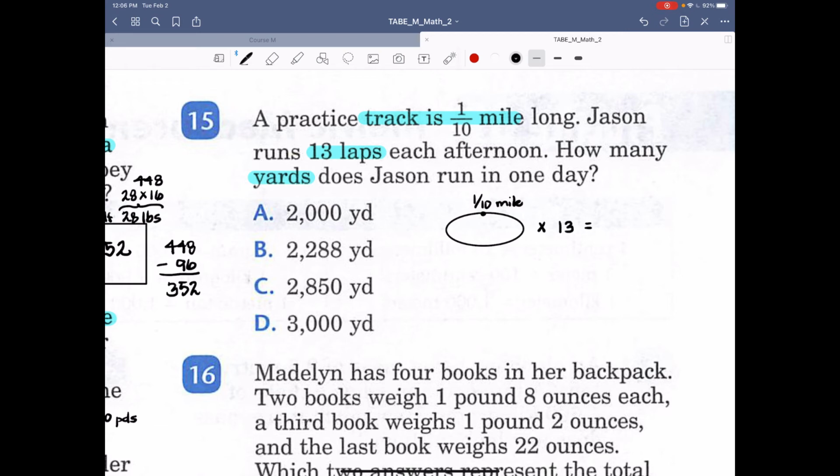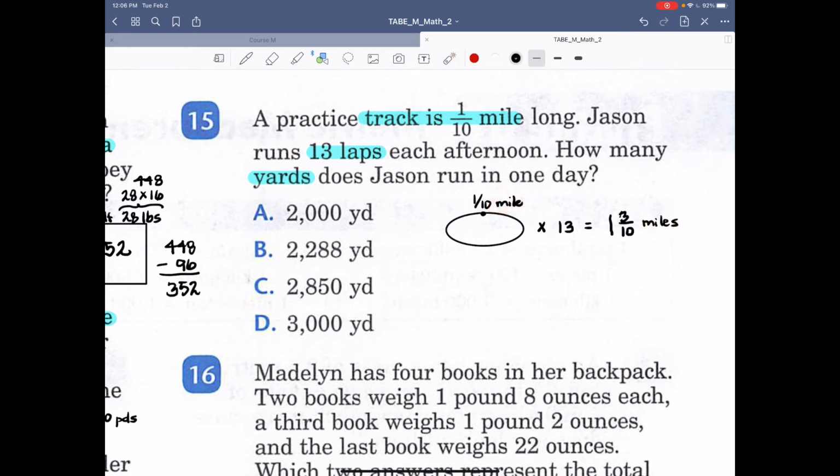So if you're using the Casio calculator, put this in as a fraction. 1 ABC 10 times 13. And you will get 1 3/10. Okay, that is 1 3/10 miles, because this unit is in miles. This unit will be in miles.